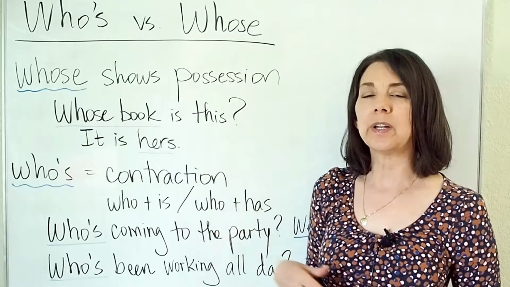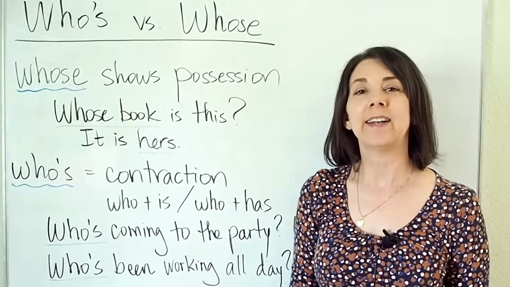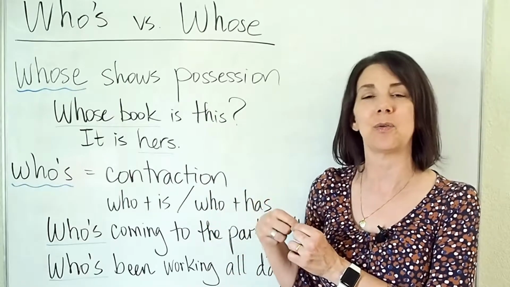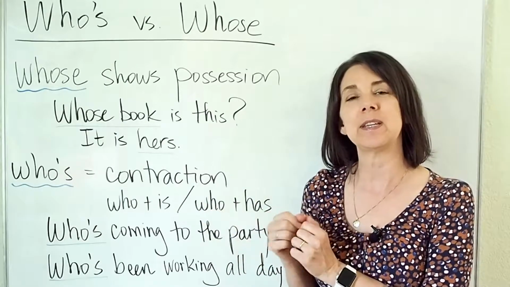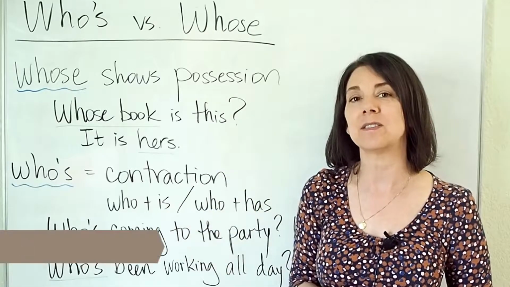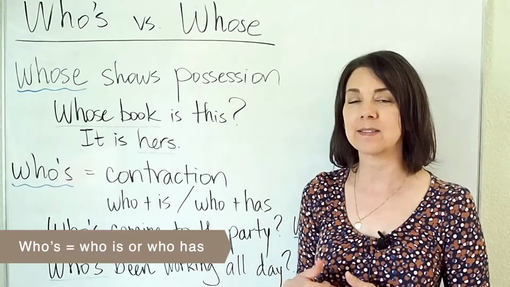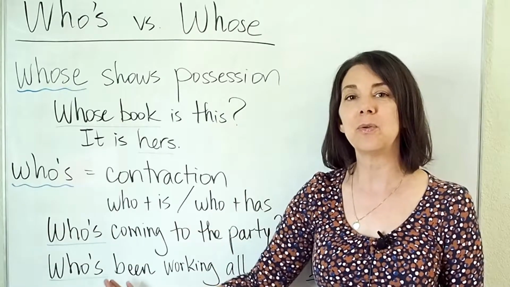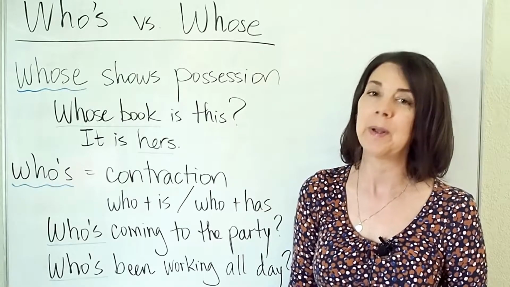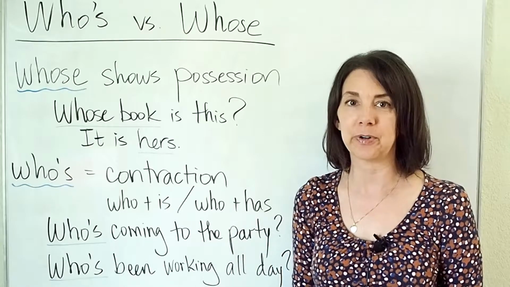The second one, who's, with apostrophe s, is a contraction. And a contraction is when we combine two words, we take a letter or more out, and we put it together with an apostrophe. So who's here stands for who is or who has. Now notice that who has is going to be when has is the helping verb. And that's when you're using has with the present perfect.